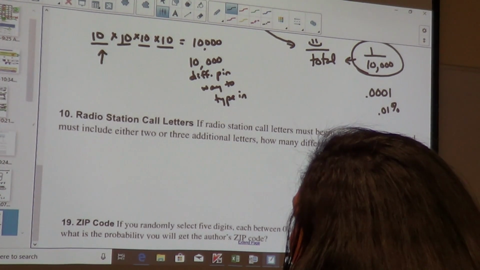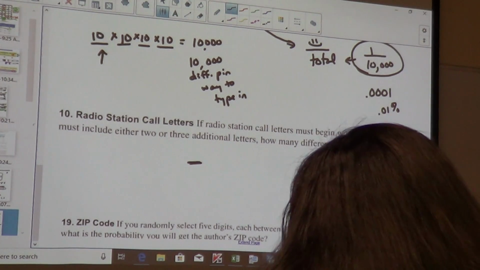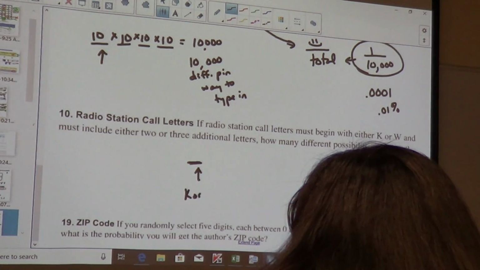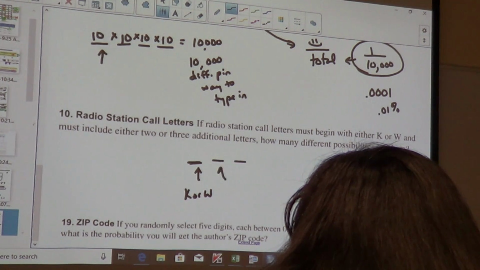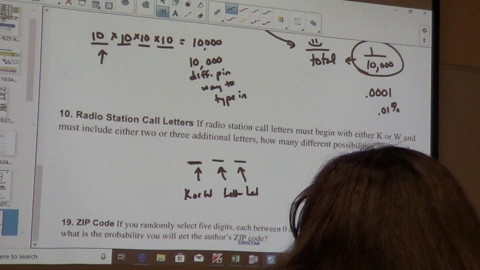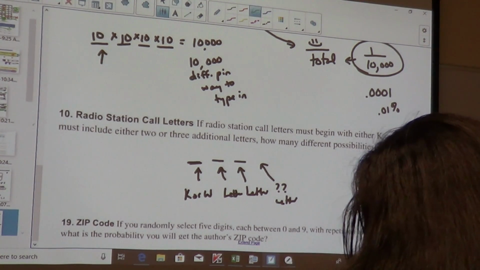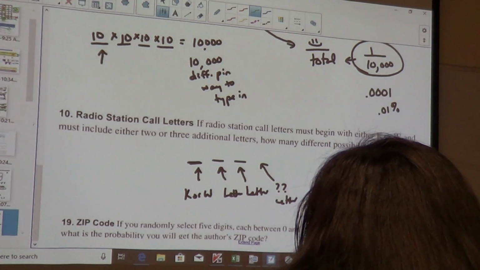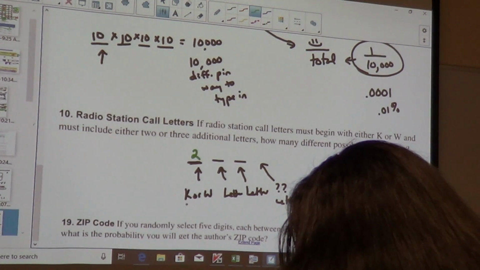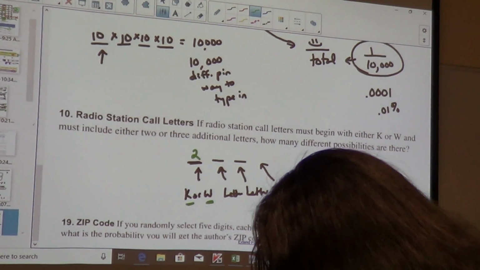So, when you have a radio station, the first letter is either going to be a K or a W. Then you're going to have another letter, and possibly another letter. Okay? So, how many choices do I have for the first blank? I only have 2 choices, either a K or a W.